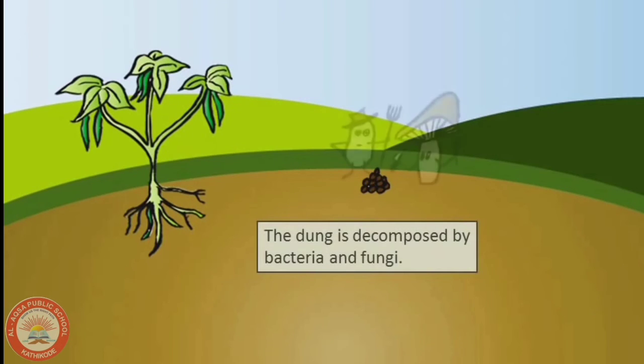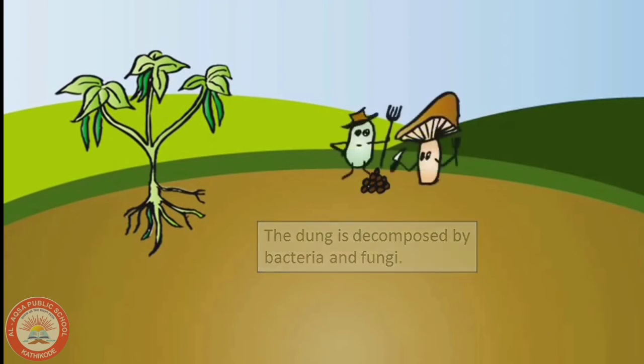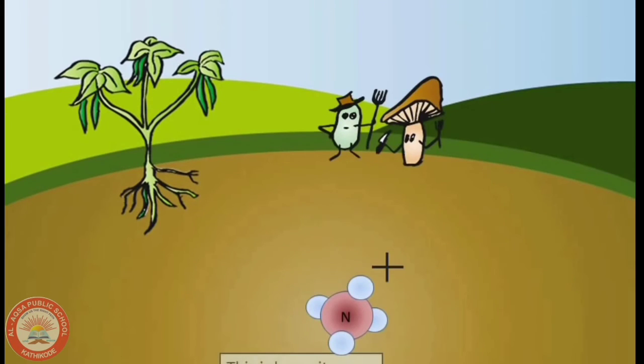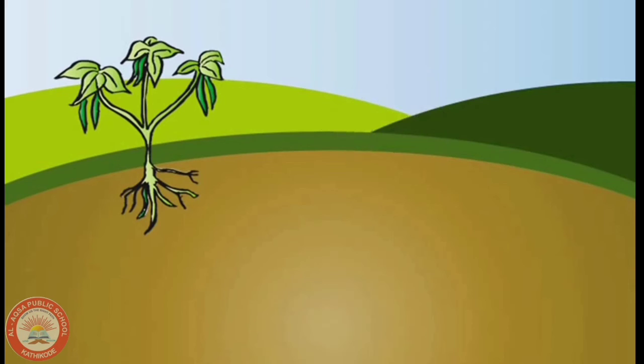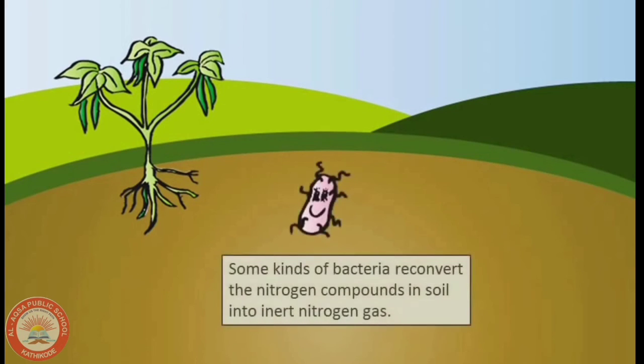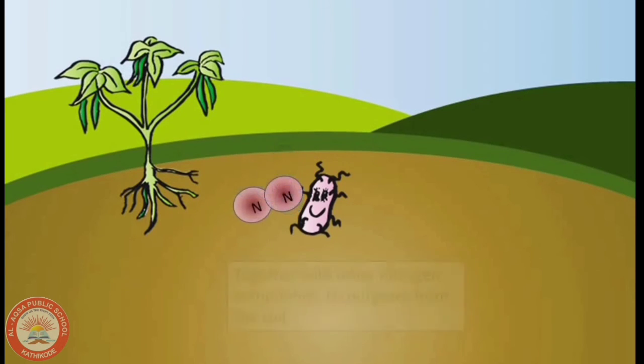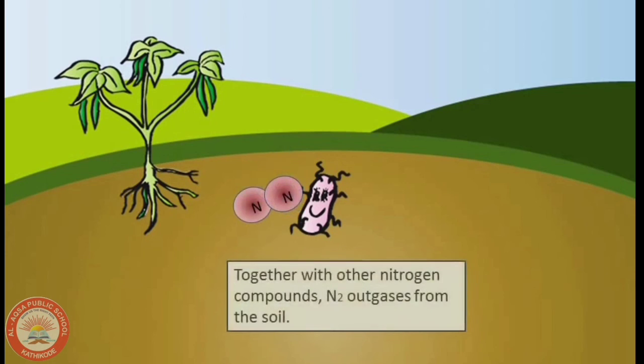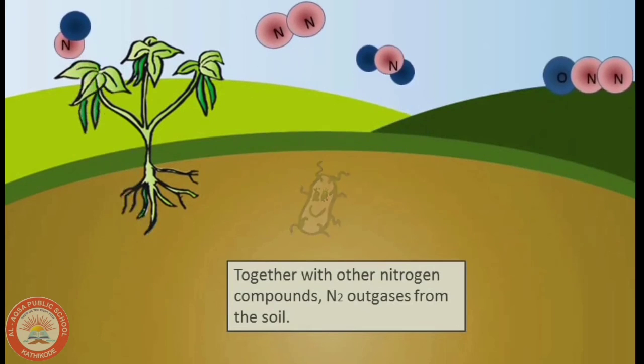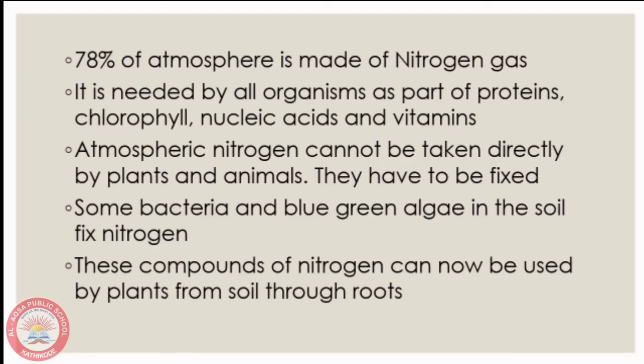These waste materials are then decomposed by bacteria and fungi. So, when plants and animals die, or from the plant and animal waste, the nitrogen present is returned into the soil. Now, some other bacteria which are present in the soil help to convert these nitrogen compounds again into nitrogen gas, and it is released back to the atmosphere.